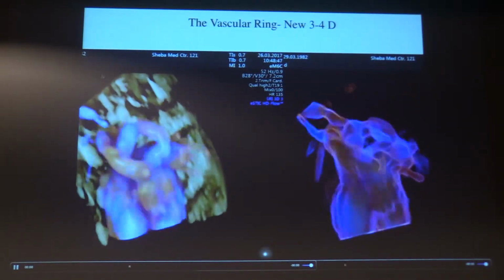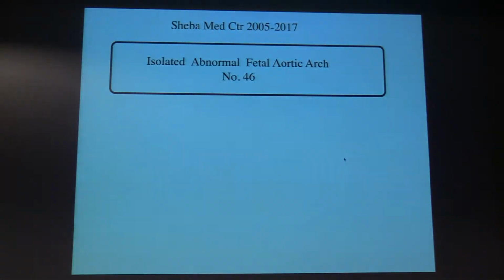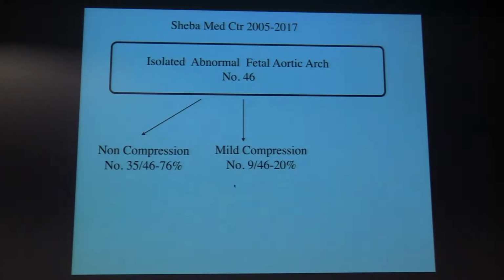With the new 3D, 4D, you can see the vascular ring, and you can see the trachea inside. This is the silhouette that enables us to look for it. So in our 46 cases, we look at the trachea, how it appeared in utero. We notice that in 35 cases there is no compression on the trachea. We have 9 cases with a mild compression of the trachea, and even 2 cases of severe compression on the trachea.